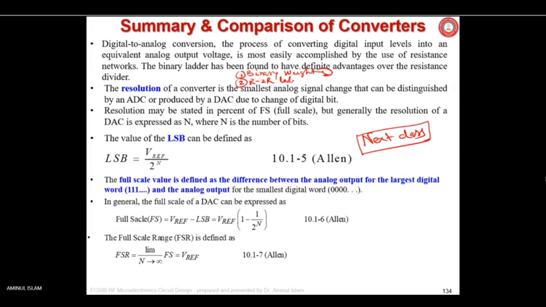And one is R2R ladder. These two kinds we have understood. And what is the advantage of the R2R ladder, or what is the disadvantage of the binary weighted one? Who can say? Aman, Kavish Gupta.